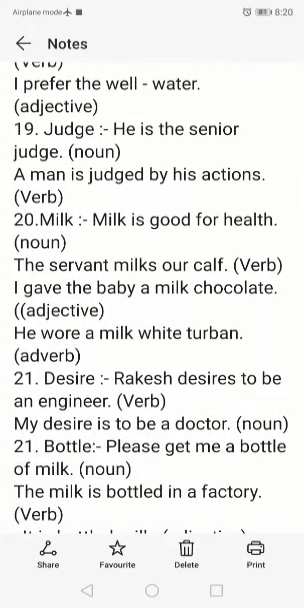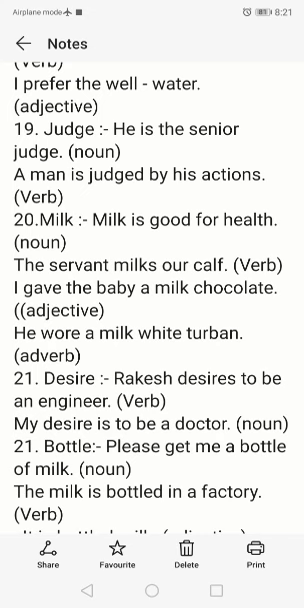And the next one is judge. He is the senior judge. Judge here is a noun. Judge can also be used as a verb. A man is judged. Judged here means decided. A man is decided by his action. So judge is used as a verb.